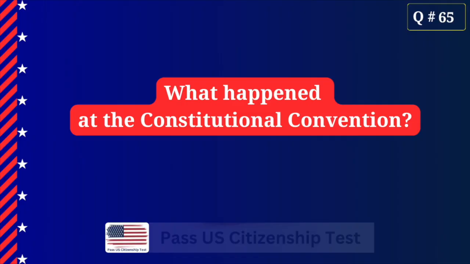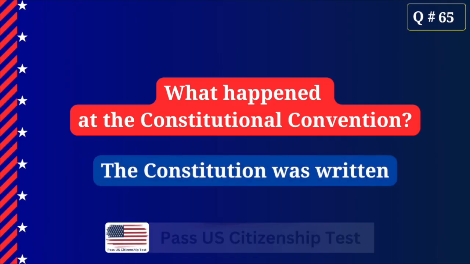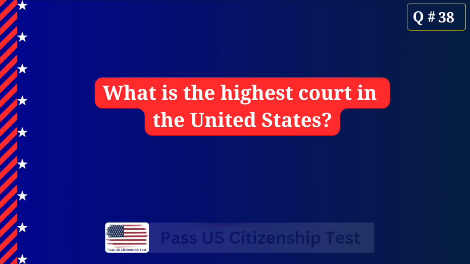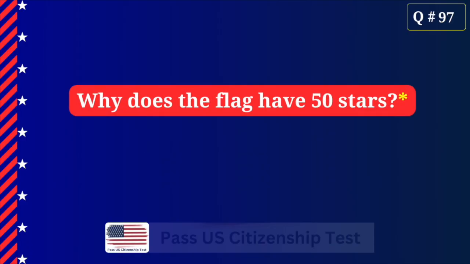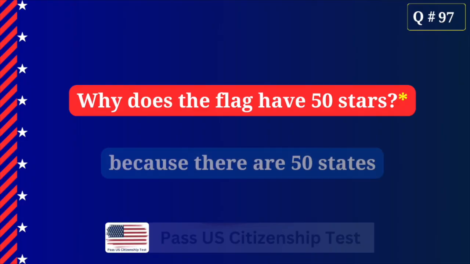What happened at the Constitutional Convention? The Constitution was written. What is the highest court in the United States? The Supreme Court. Why does the flag have 50 stars? Because there are 50 states.